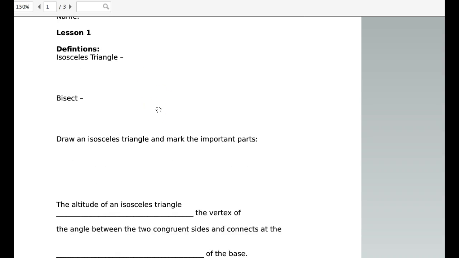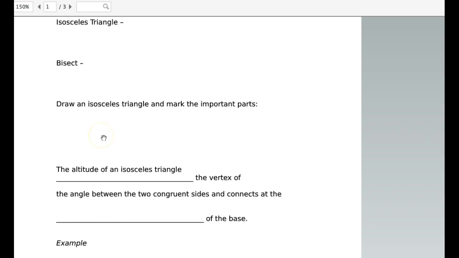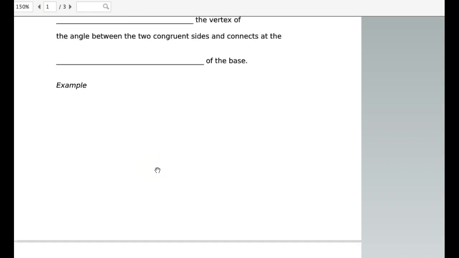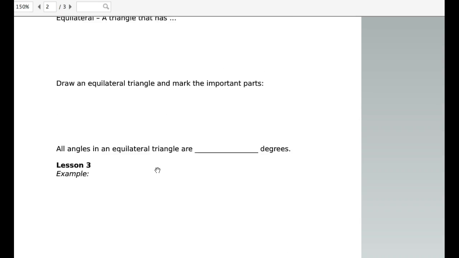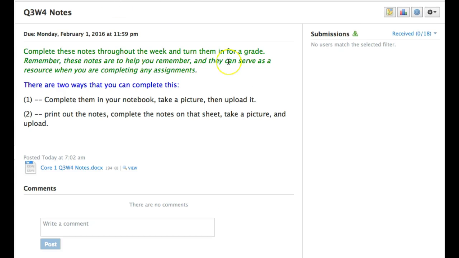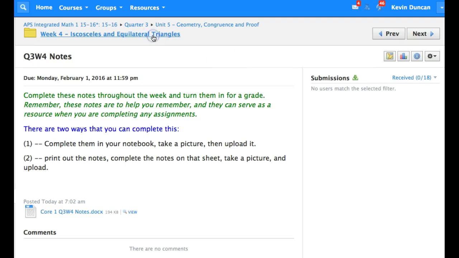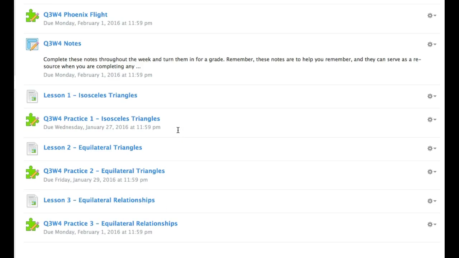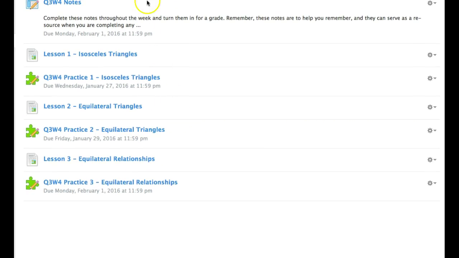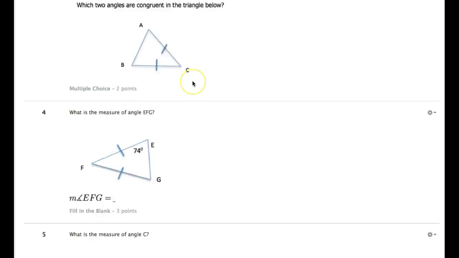Pretty self-explanatory like usual. Follow through the lessons. Some definitions here. What's it mean to bisect? What's an isosceles triangle? It wants you to draw here. Couple examples. Draw an equilateral triangle and such. And then we're just going through to lesson practice, and we'll look through the practices real quick.